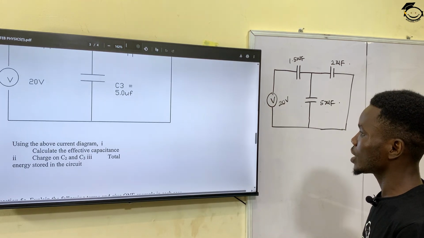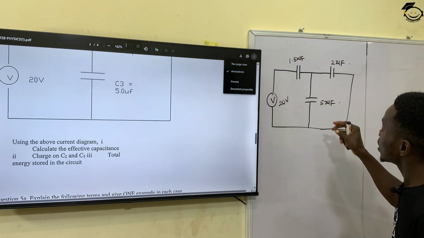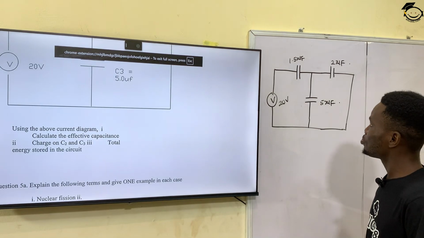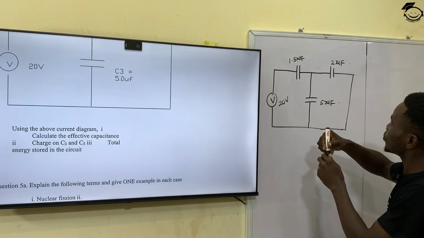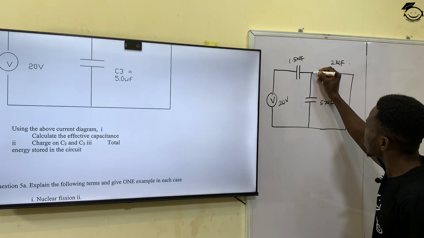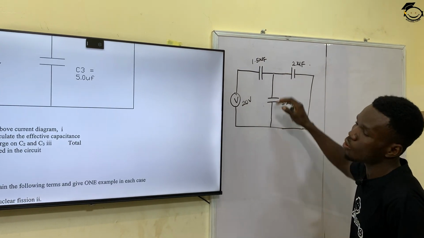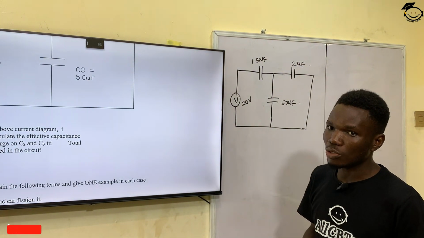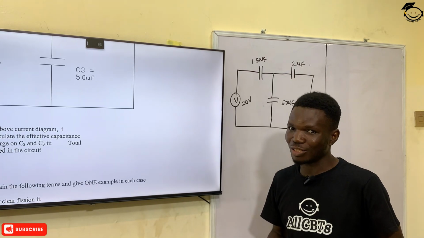So the first part of the question says, calculate the effective capacitance, which means that we have to calculate the capacitors that are arranged in series and the capacitors that are arranged in parallel. Now, if you look at this, if your voltage is coming this way and it gets to this point here, you discover that this point here is having a split. So at this point, it means that these two capacitors here are connected in parallel. And we know that the parallel arrangement of capacitors is the same as series arrangement of resistors.